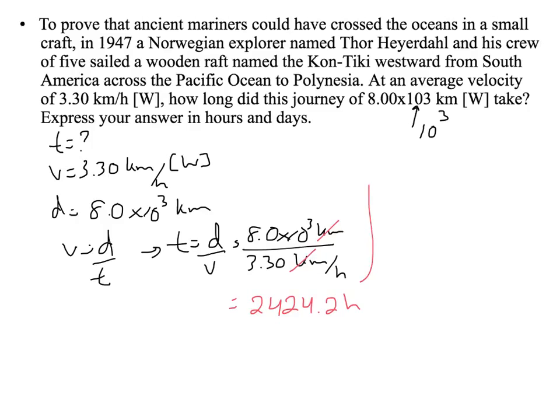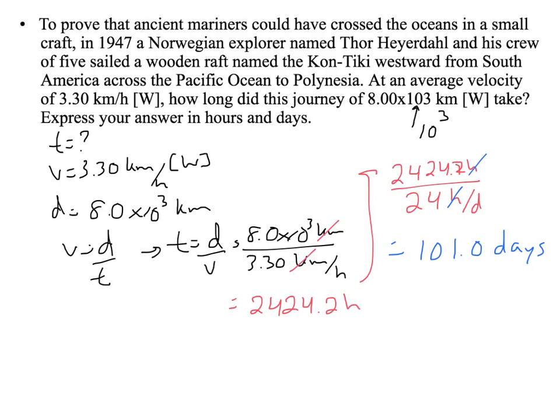So now, if we have 2424.2 hours, and we divide that by 24 hours per day, the hours cross off, and we are left with 101.0 days. So our answer, 101 days and 2,424.2 hours.